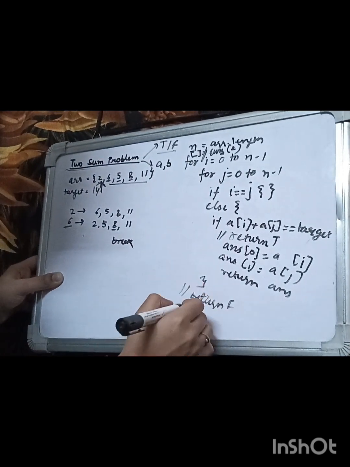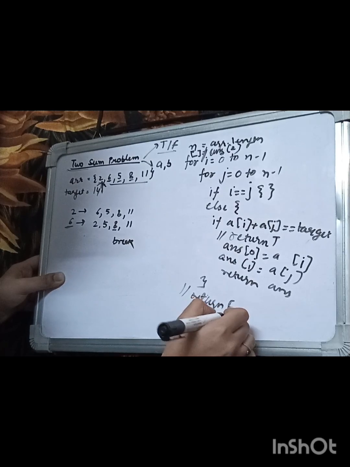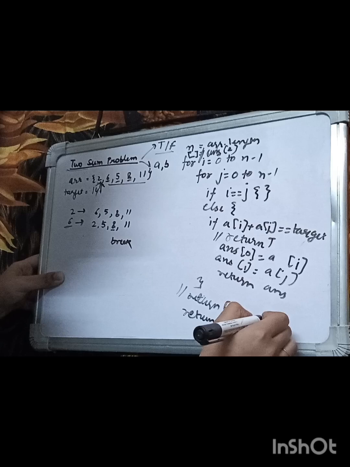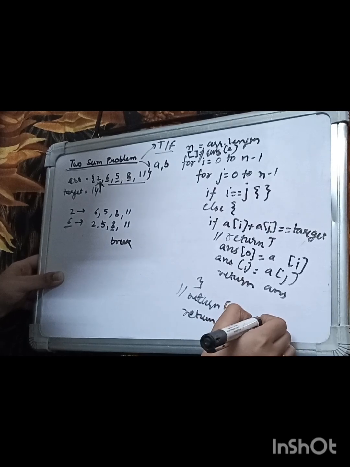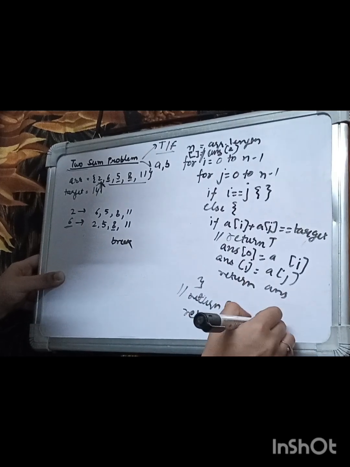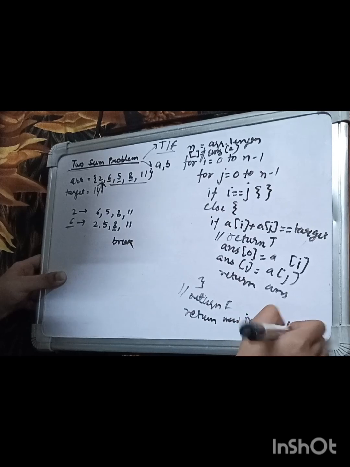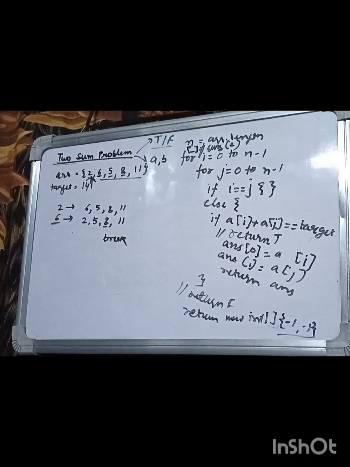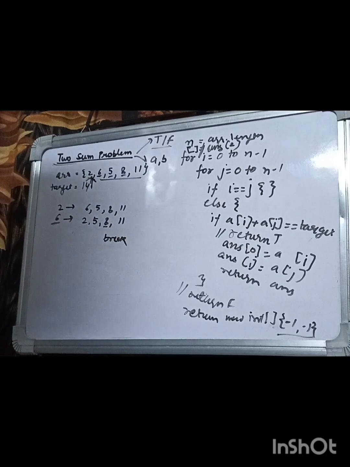and you just have to return new int. If you are in Java, you have to return new int. Okay, so sorry for this. You have to return -1 comma -1. This says that you have not found it, but you can optimize this as well.